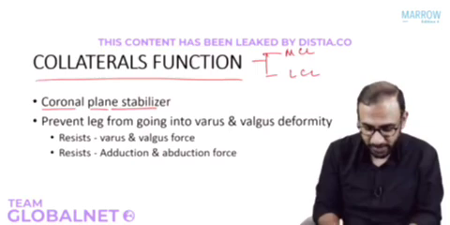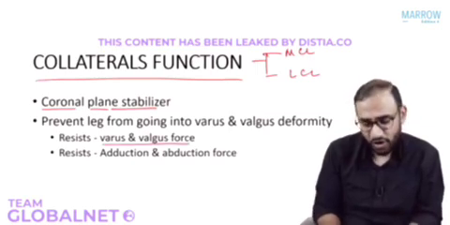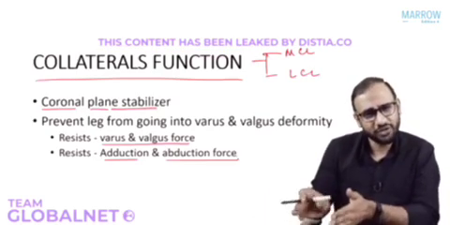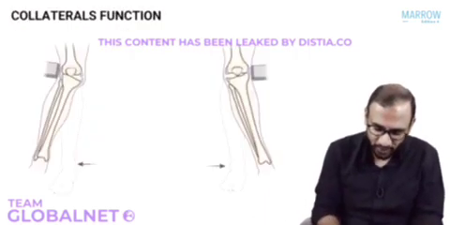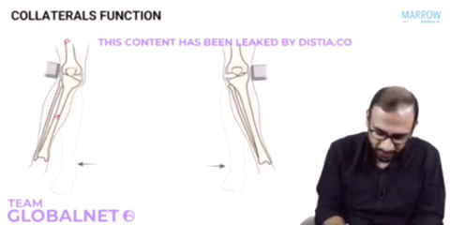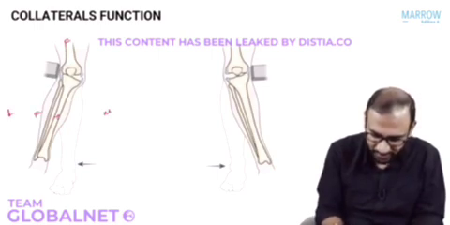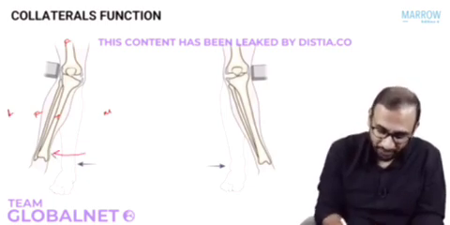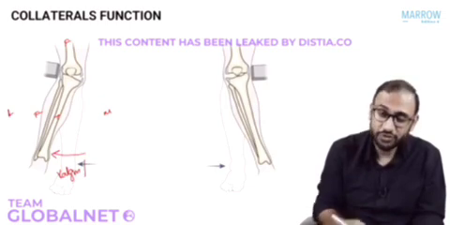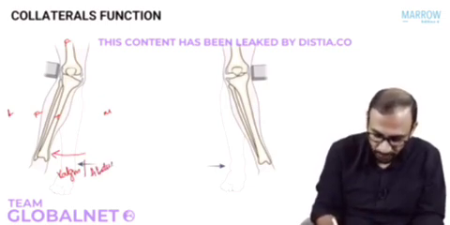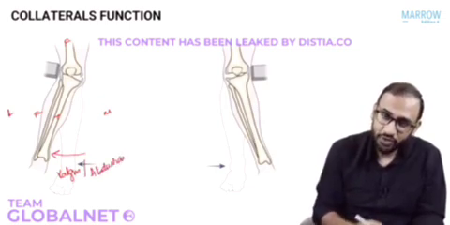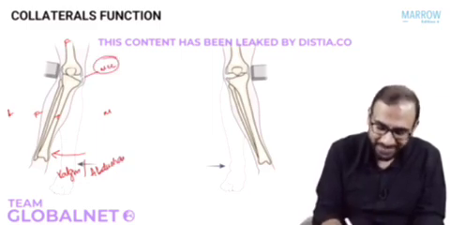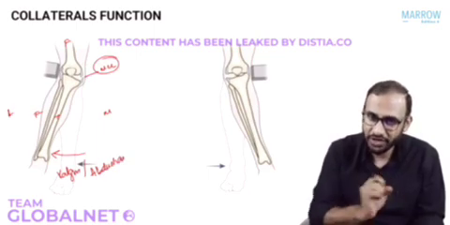So when they are coronal plane stabilizers, they resist varus and valgus force, or in other words, resist adduction and abduction force. Okay? Valgus is abduction force, varus is adduction force. Let me show you this. Look at this. This is femur, tibia, fibula. So this is lateral side, this is the medial side. This is which force? Where the limb is going away from the midline. This is valgus force. Valgus force means abduction force. So which structure is resisting? MCL is resisting valgus force. That is its function.